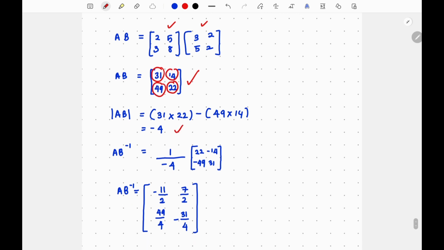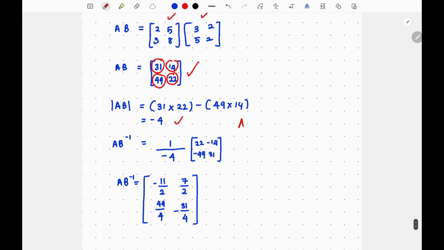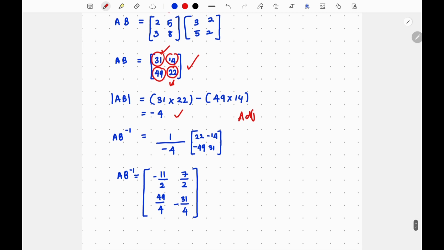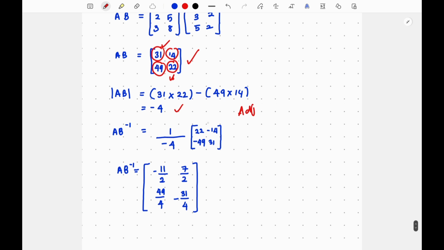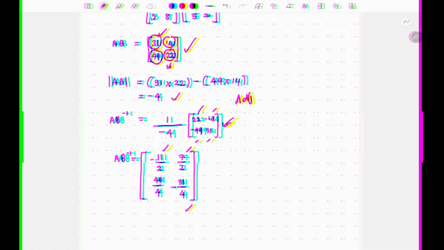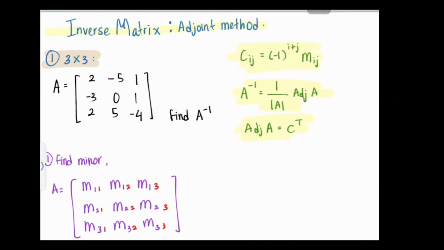So you will get -4, and then for the adjoint, like I just said, you just need to interchange between 31 here and 32 here. So it will be 22 at the top and 31 at the bottom, and then for the 49 and -14 you just need to times them with -1. Therefore you get this adjoint AB, and then you just need to solve them by dividing each of the components by -4. Here you get the answer. So yeah, that's all.